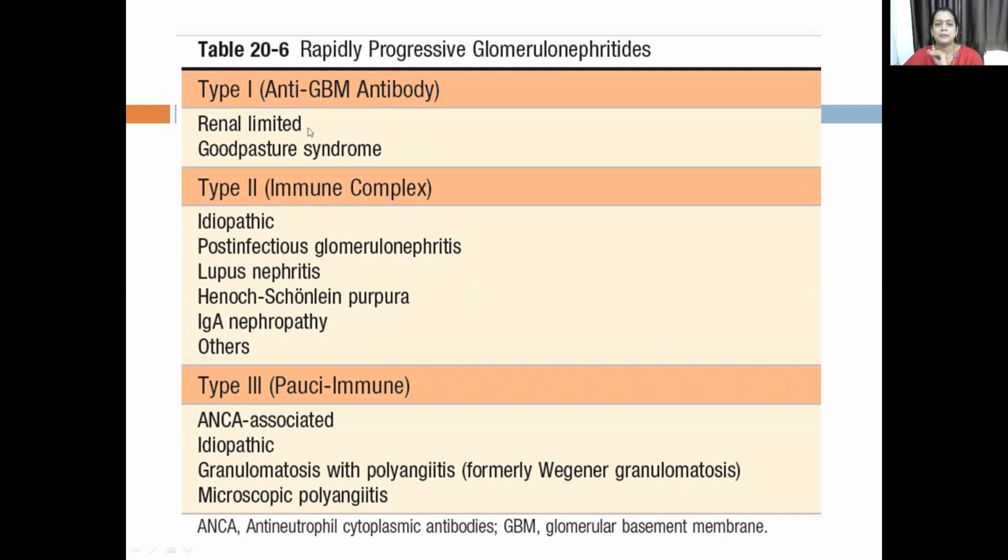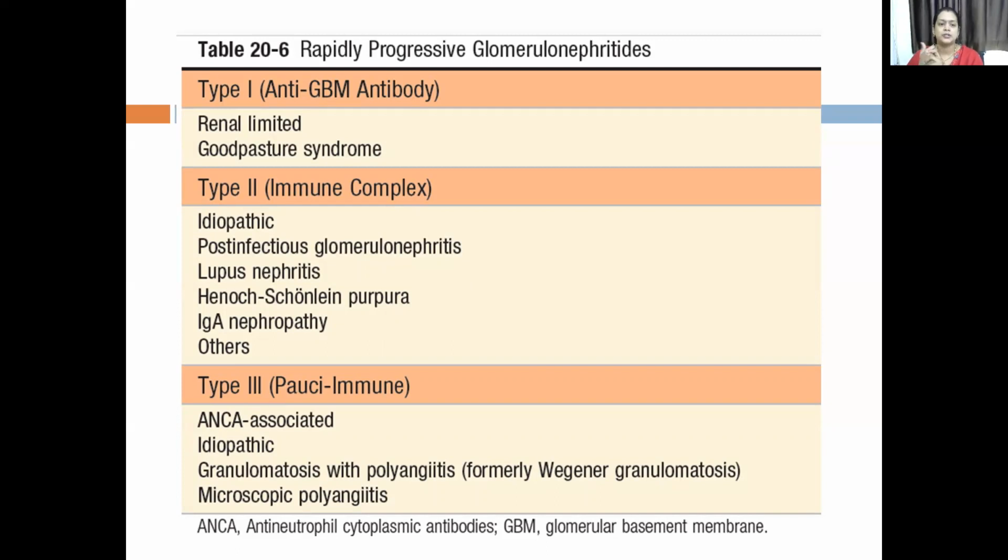Type 1 is renal limited. That means it is just the kidney disease. The antibodies are identifying the glomerular basement membrane as an antigen. They are just limited to the kidney. In Goodpasture's, I told you, they also identify the lung alveolar basement membrane. They react with it, and they form the disease that's called Goodpasture's.